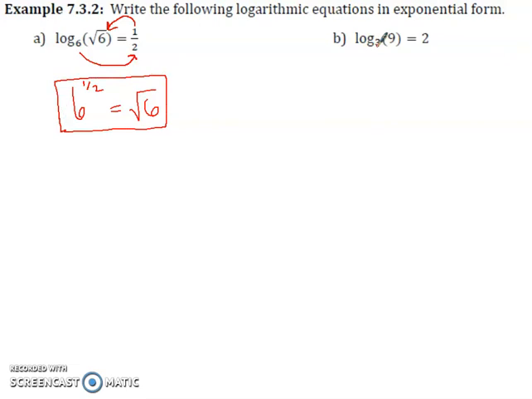Here I've got log with a base of 3. So 3 is the base. It's the base of the log, and it's the base of the exponent. So I start at the base. Log base 3 of 9 equals 2. So 2 is my exponent. The exponent is always isolated when you're talking with logs. It equals 9. So taking this out of log form and back into exponential form, I have 3 squared equals 9, which we know is true.